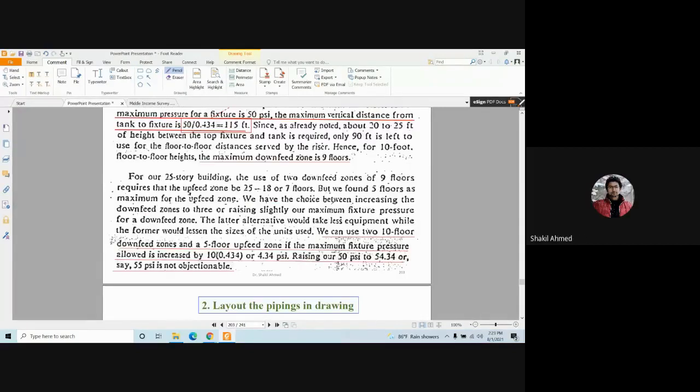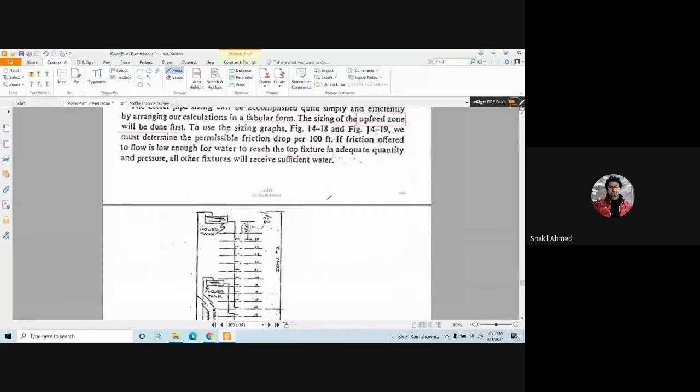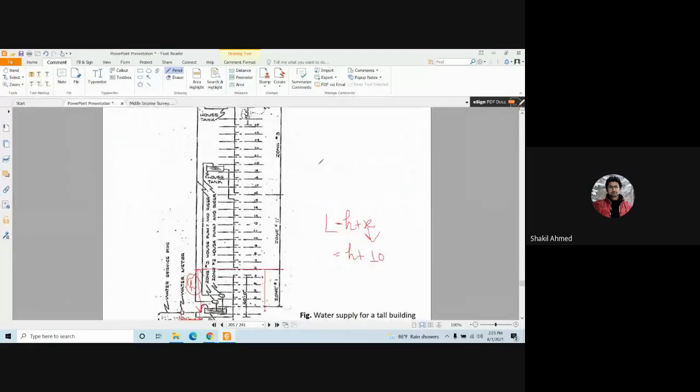So now, if I tell you that per unit length of the pipe, the loss of pressure is M.